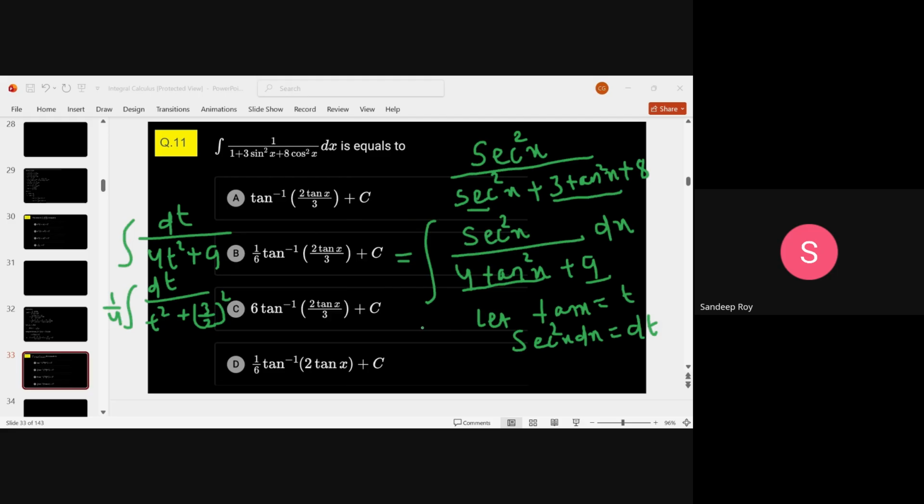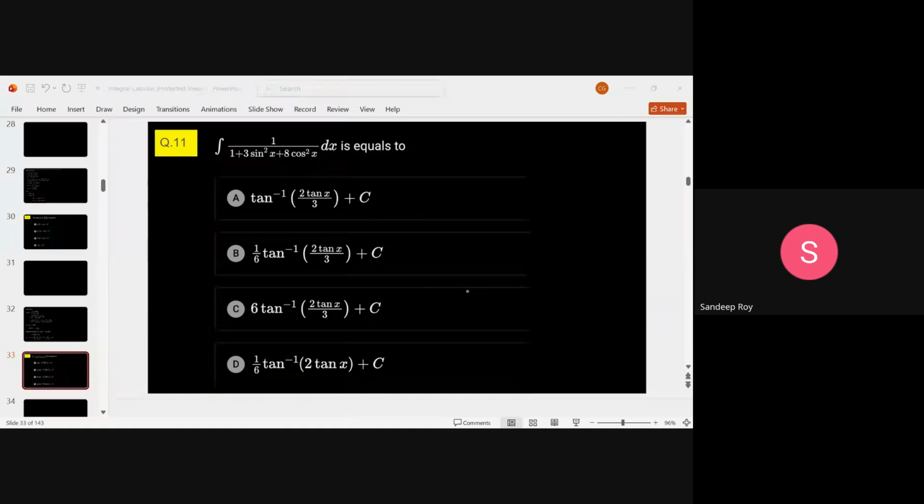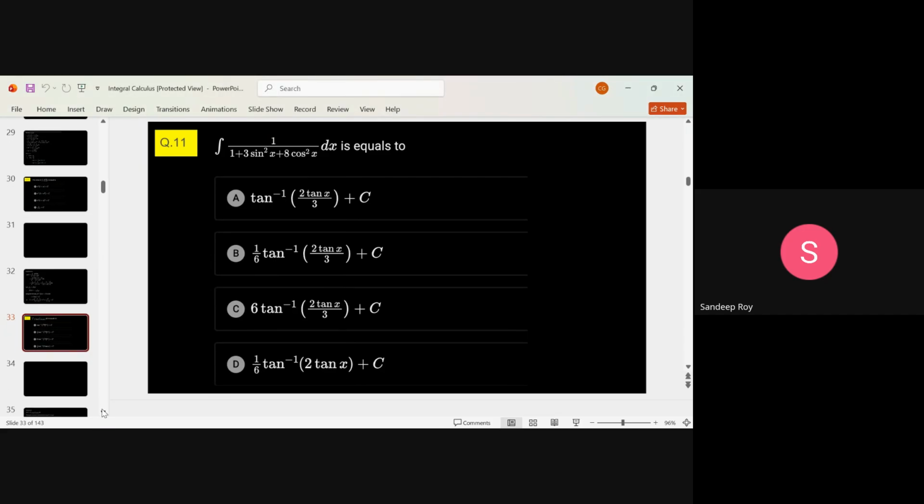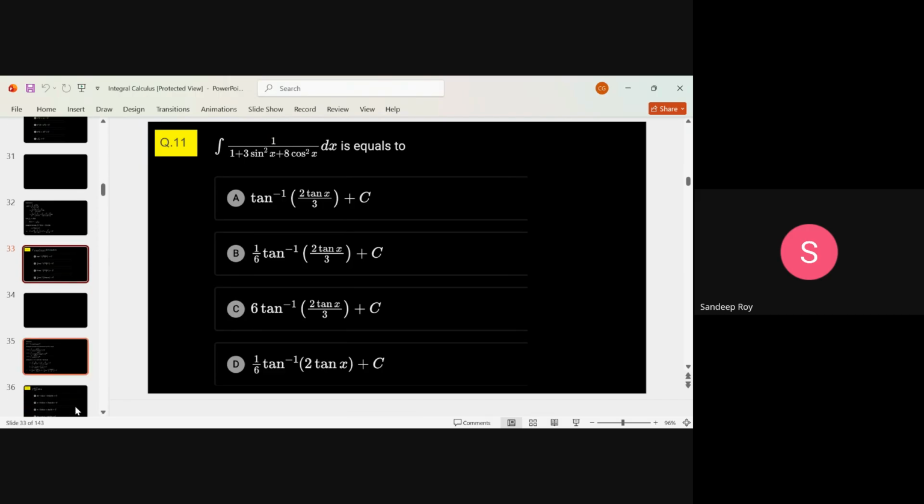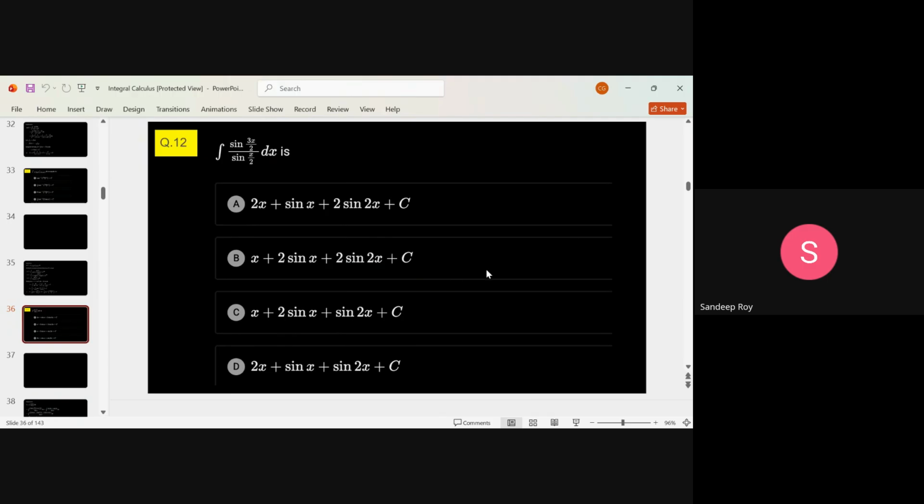Now let's go to the next question, that is question number 12. Just 1 minute. Yes, this is question number 12. So try once. The question is the integral of sine 3x by 2 upon sine x by 2 dx. So will be how much?